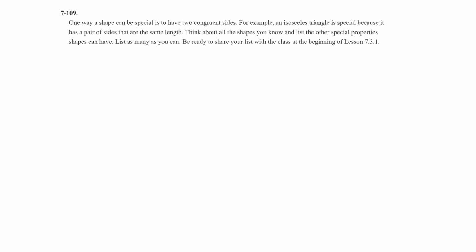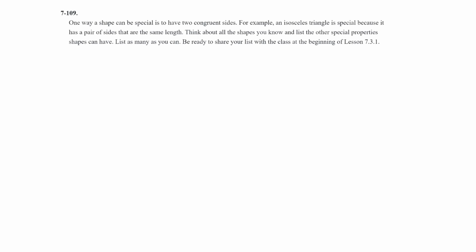Question 109. One way a shape can be special is to have two congruent sides. For example, an isosceles triangle is special because it has a pair of sides that are the same length. Think about all the shapes you know and list the other special properties shapes can have. List as many as you can. Be ready to share your list with class at the beginning of lesson 7.3.1.